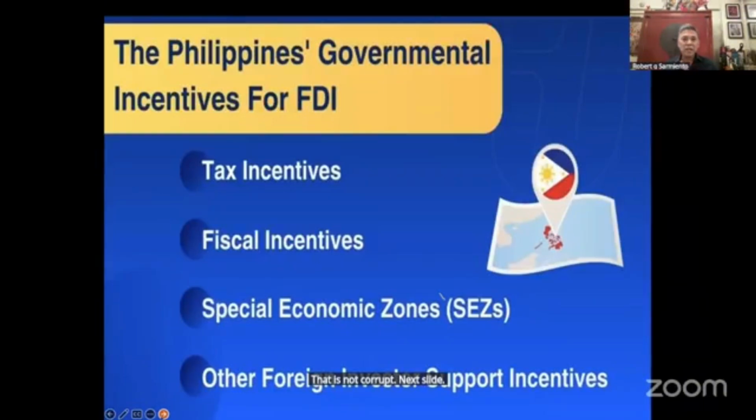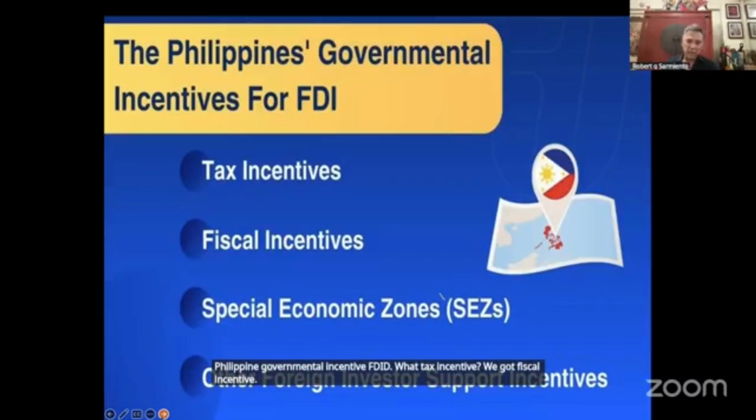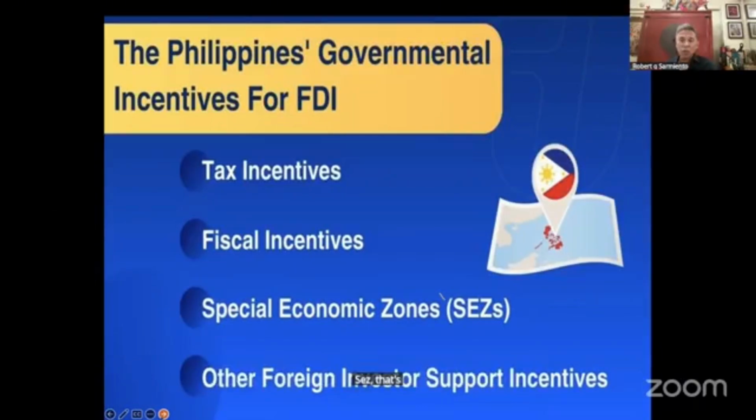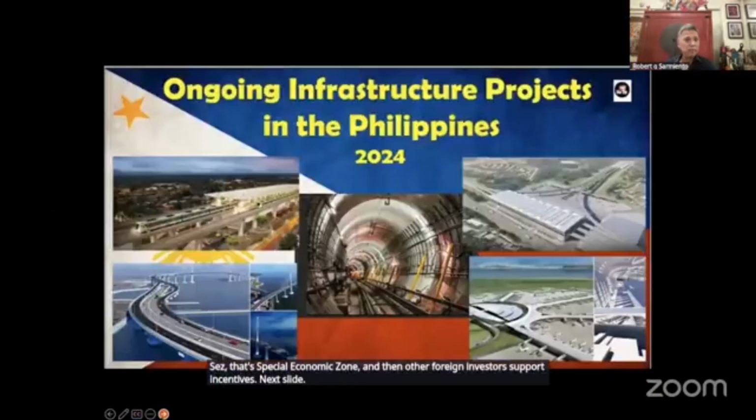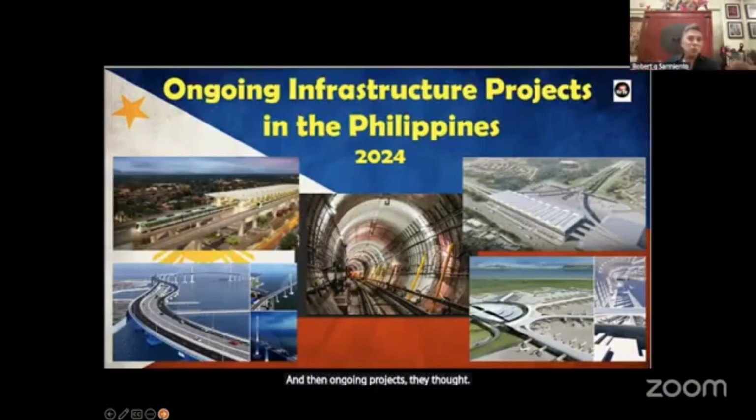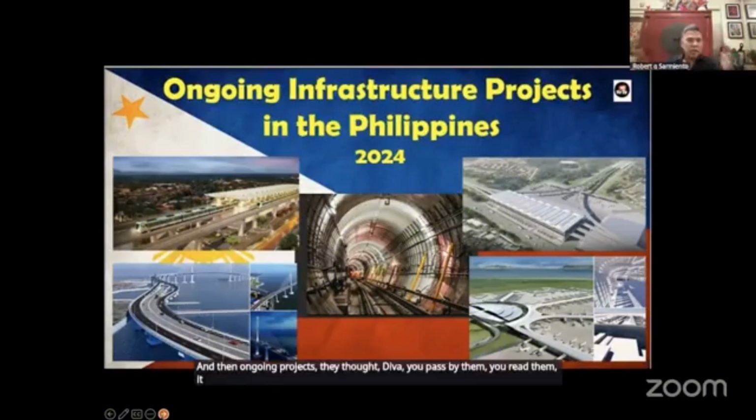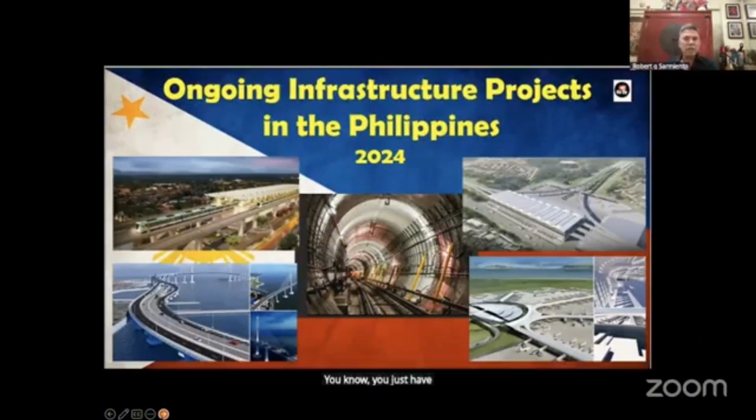Philippine Governmental Incentive, FDI, di ba? Tax incentive, we got fiscal incentive, SEZ, that's Special Economic Zone, and then other foreign investor support incentives. Next slide. And then ongoing projects. Ito, di ba? You pass by them, you read them, it's on the papers. You just have to connect the dots. They all mean something. Next slide.